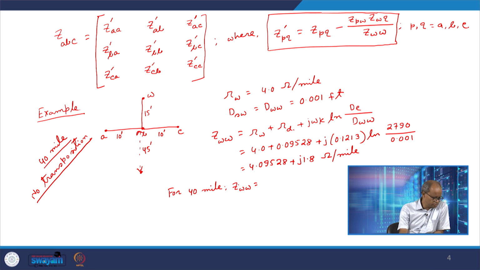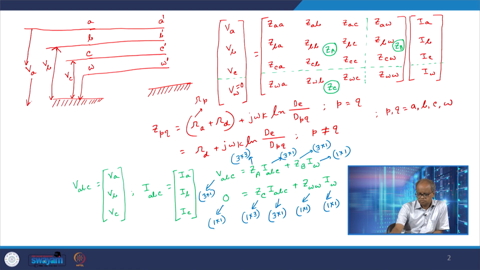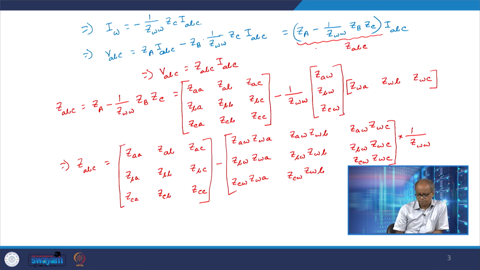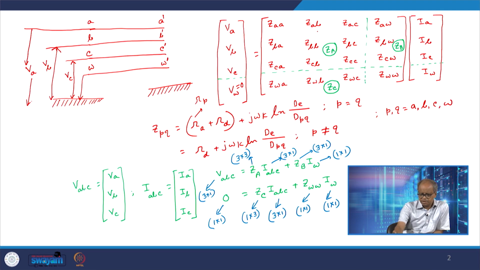So for 40 miles, ZWW would be given by 163.8 plus j 72.0 omega, right? Now we have to find out the other elements. So we have found out this element. For the other elements, we have already calculated ZA, ZB, ZC. We have to only now calculate this and this.